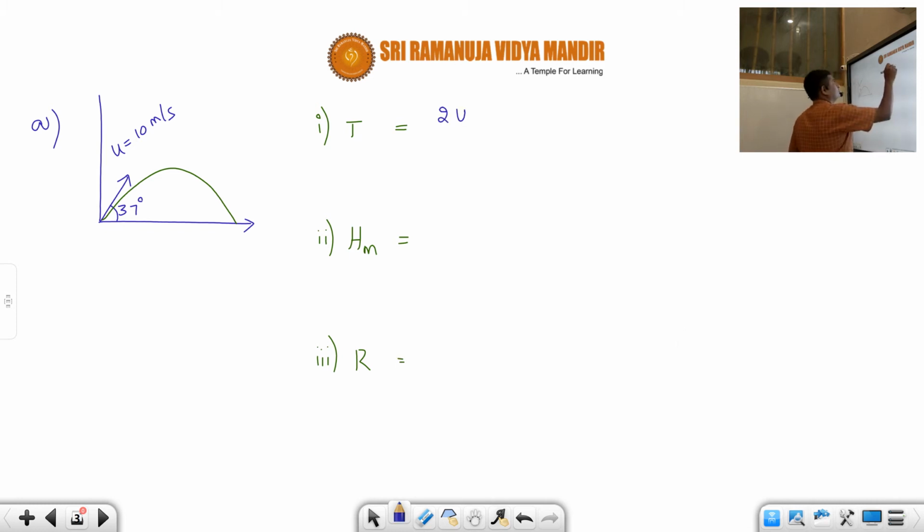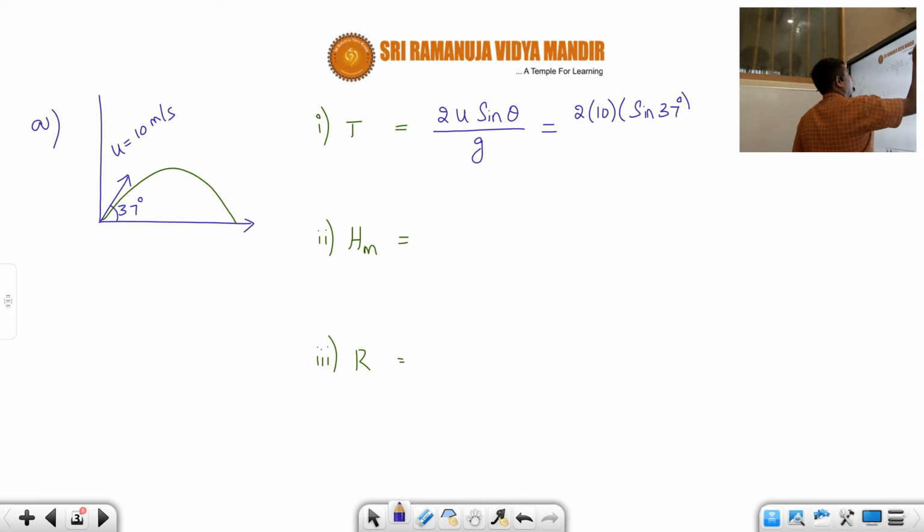T is equal to 2u sine theta by g, and theta is the angle made with the horizontal, please remember. So 2 into u, which is 10 meters per second, into sine 37, and I told you to learn these values by heart, divided by g, which you take approximately as 10. For MPC students, you already know, because trigonometry has started. For BPC students, please learn these values by heart. Some part of trigonometry will be included in this chapter, so I'll tell you accordingly whenever required.